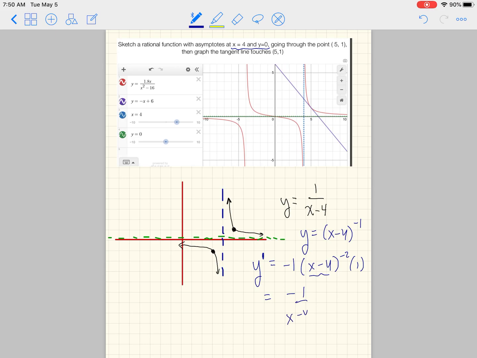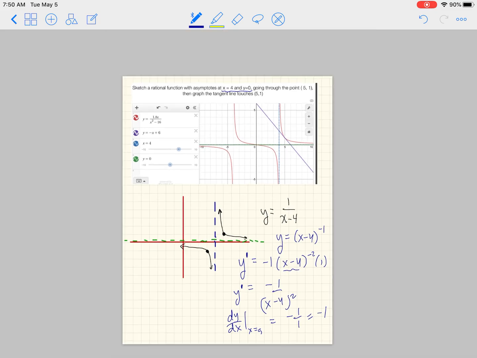And so once I have my derivative, I am looking for the derivative at 5. So I plug a 5 in there. So again, I could even switch this notation. It means the same thing. And the derivative at 5 looks like it's -1. Okay, and then of course point-slope form would help you there.